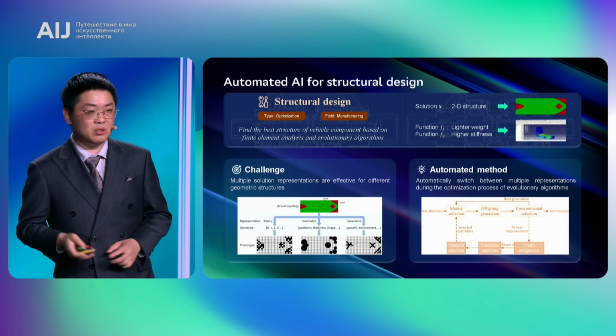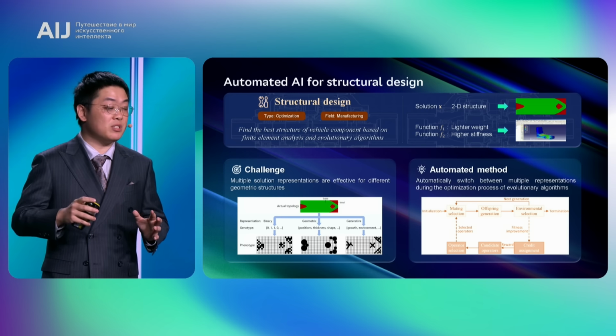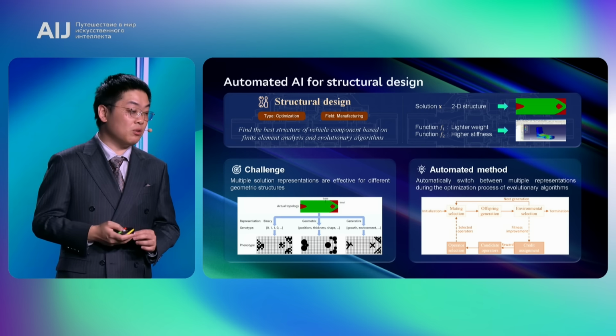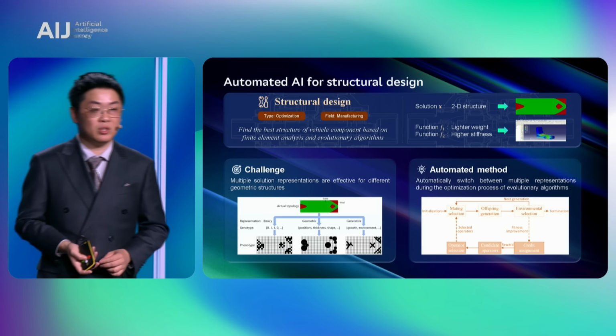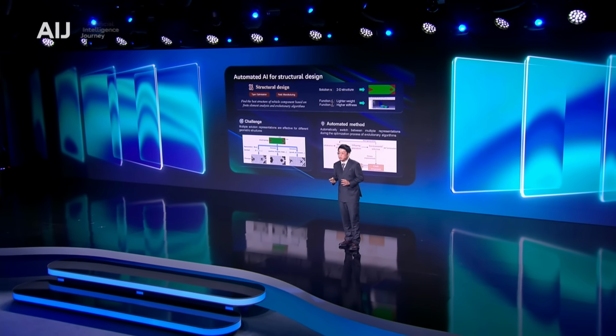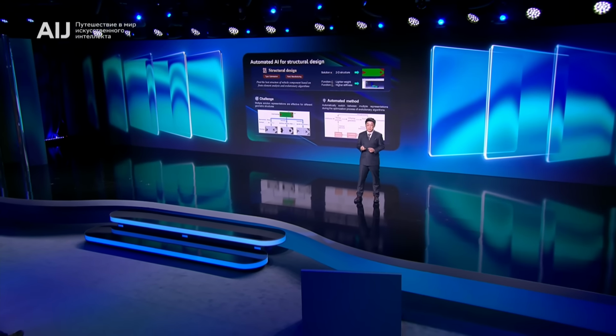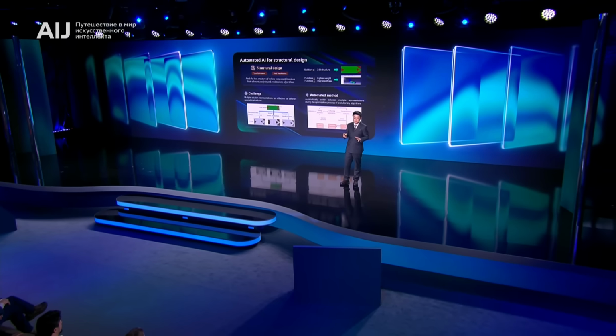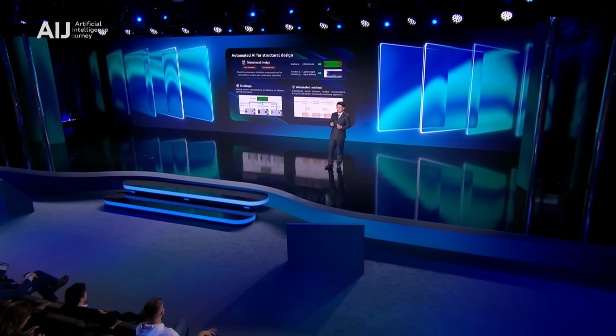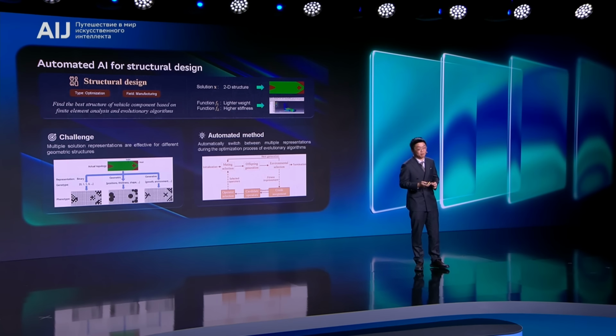This problem is difficult because multiple solution representations are effective for different geometric structures. To address this issue, automated design methods can be used to automatically switch between multiple representations during the optimization process of evolutionary algorithms, so that the evolutionary algorithm can use the best representation all the time.